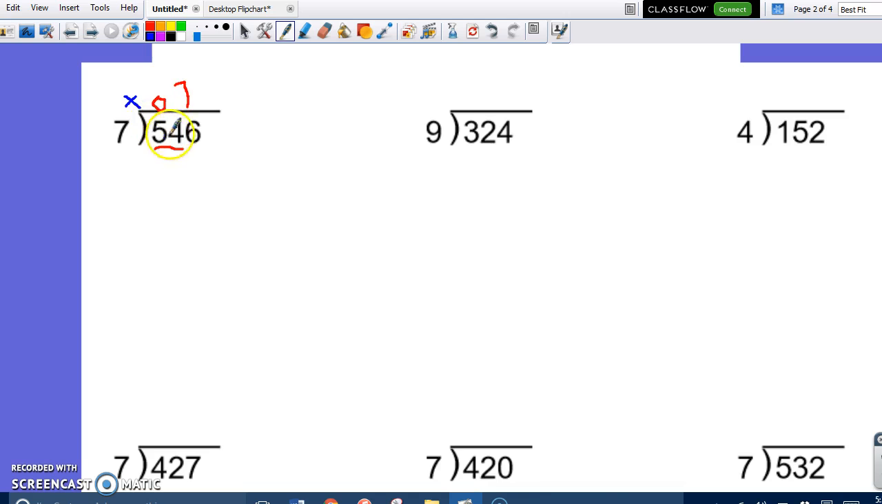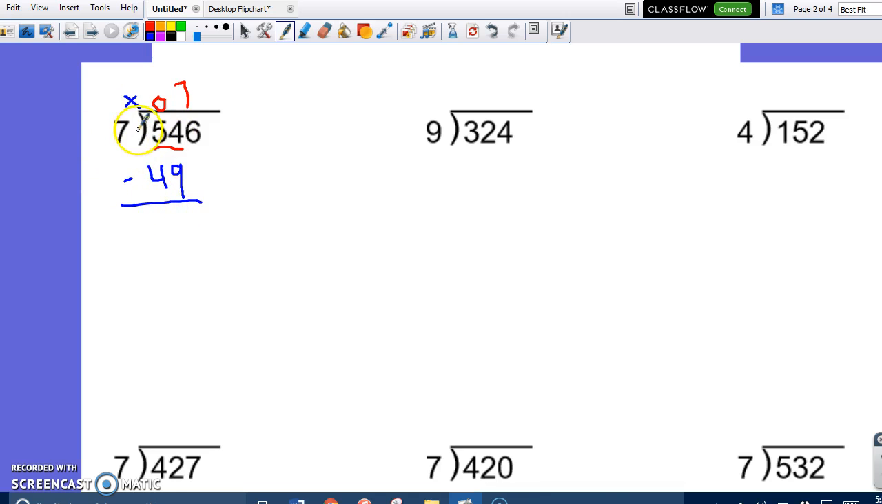So once you figure out it goes in 7 times, multiply. 7 times 7, what did we say it was? 49. Subtract. These are the 2 steps students forget all the time. Multiply, subtract. Okay? So now I'm going to subtract 54 and 49, or subtract 49 from 54.